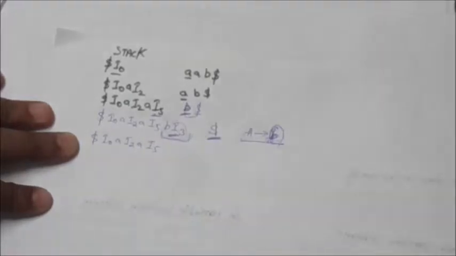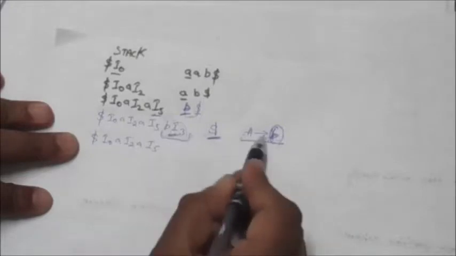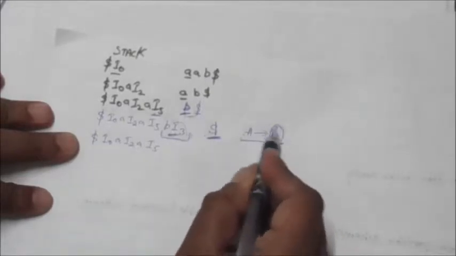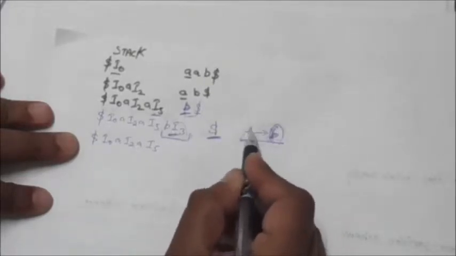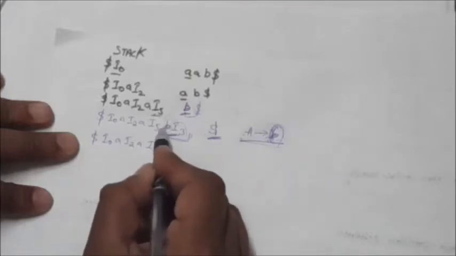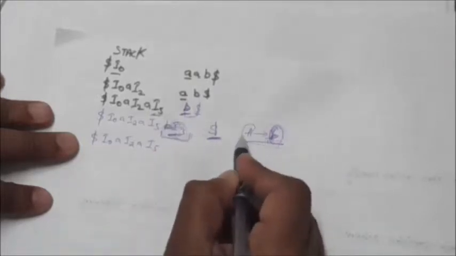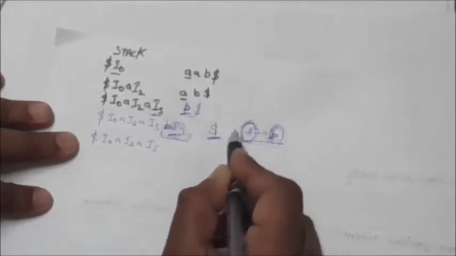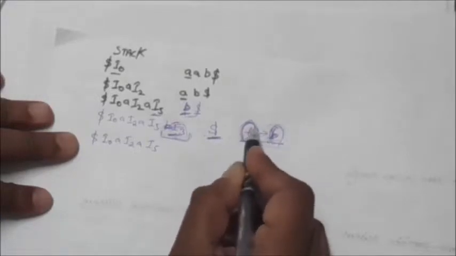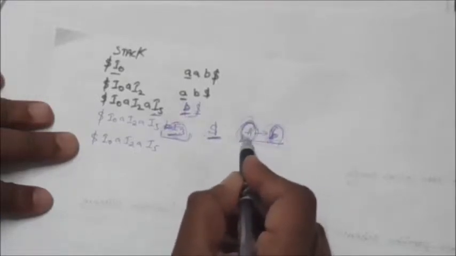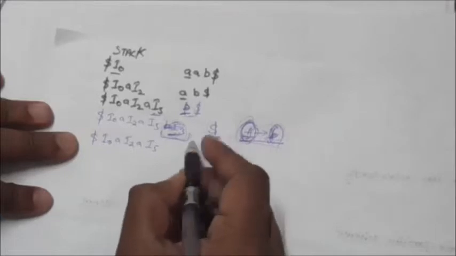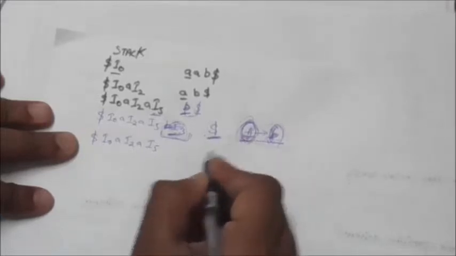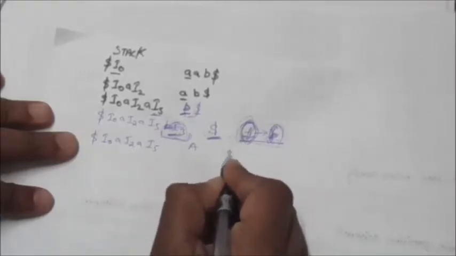Now this will be the content of the stack. Now we need to do the reduction by this production rule. So this B is to be reduced by whatever is at the left of this production rule. At the left of this production rule is the non-terminal symbol A.